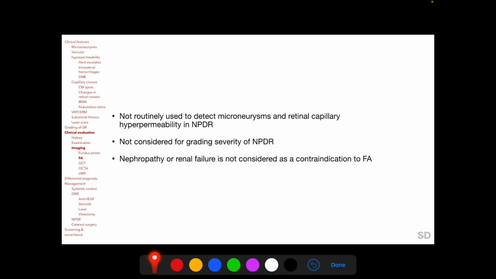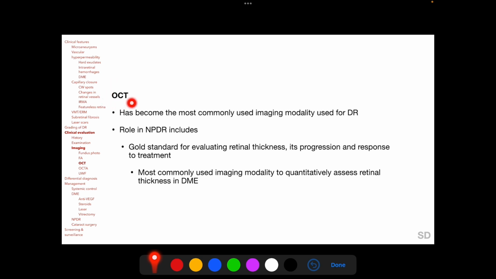It is important to note that nephropathy or renal failure is not considered a contraindication to fluorescein angiography. OCT has become the most commonly used imaging modality in diabetic retinopathy, and OCT is now the gold standard for evaluating retinal thickness, its progression and response to treatment. And OCT is the most commonly used imaging modality to quantitatively assess retinal thickness in diabetic macular edema.